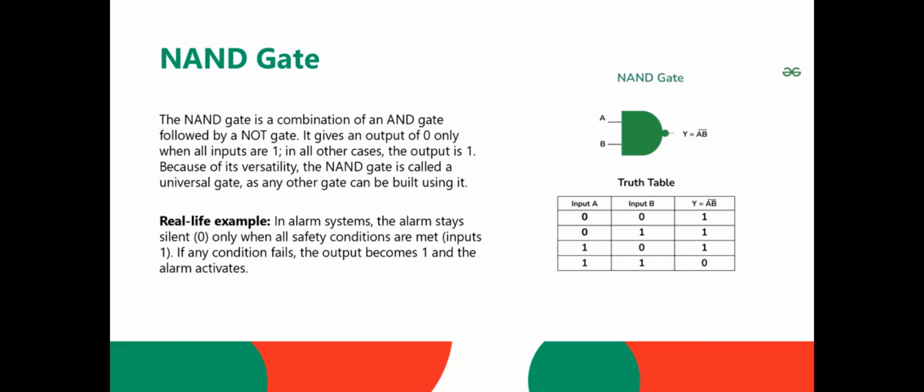Real life example, in alarm systems, the alarm stays silent only when all safety conditions are met. If any condition fails, the output becomes 1 and the alarm activates.